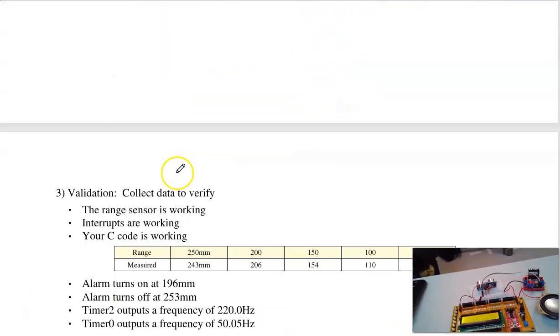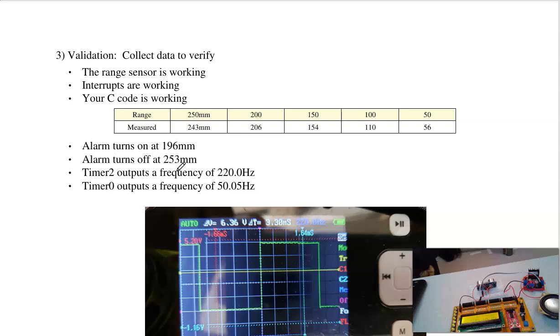Now, in terms of validation, what I'm looking for in validation is to collect data. For example, in this case, I can take a ruler, measure distance to a metal box, and see if the box distance, measure distance, matches up with the range sensor. So as I move the box back and forth, I'm getting the distance based upon a millimeter ruler, distance based upon the range sensor. Match it pretty well. I can check to see where the alarm turns on and off. Move the box forward and back. See the on-off distance. Measure the frequency.